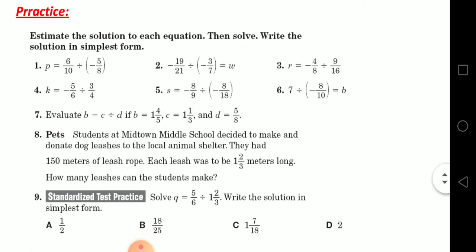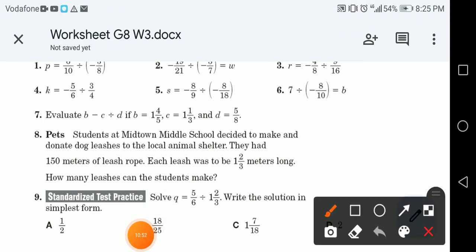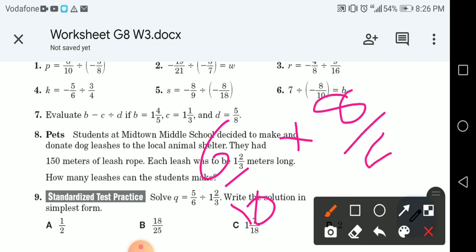Okay, estimate here the solution of each equation. What should I do here? I'm here having divide, so 6 over 10. Let's solve together. 6 over 10 multiplies the inverse of 5 over 8. It will be 8 over 5, and then multiply very easily. Easy one? I think it is.